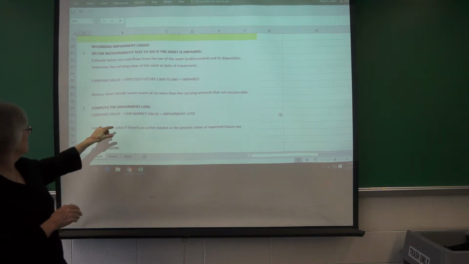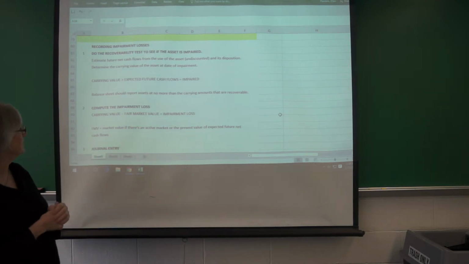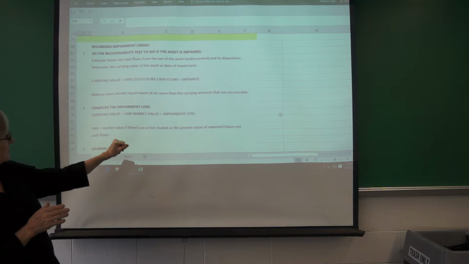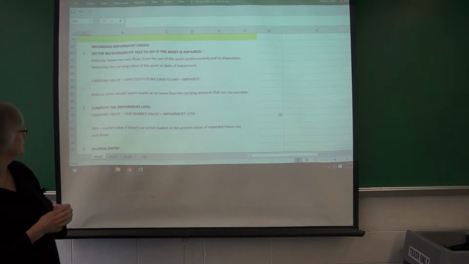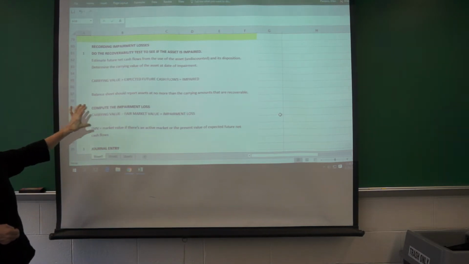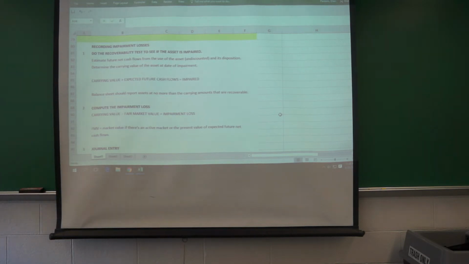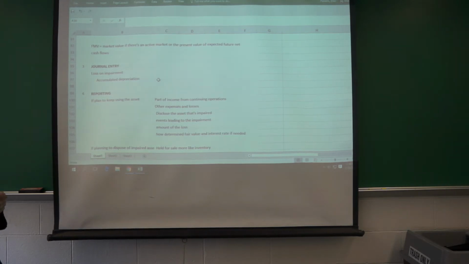Step two, if it is impaired, then you calculate the impairment loss. To do that, you need the carrying value again, but then it's compared to the fair market value of the asset to get you the impairment loss. Fair market value if there's an active market, or you use the present value. In other words, you're getting into the discounted future net cash flows. Okay, so you get your two steps so far, recoverability and then compute the loss. Then you make the journal entry, and it's going to be your loss on impairment for whatever amount it comes out to, and you're going to credit your accumulated depreciation.